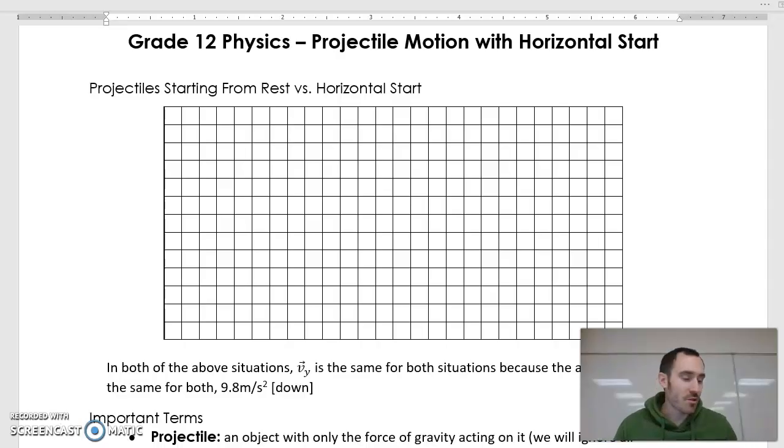Now let's graph what you just saw in that demonstration with the spring cannon. So here's our spring cannon. It's got a spring in it. It just fired a ball out the end. So we're going to start right here. Time is the x-axis, change in time, and the height is the y-axis.